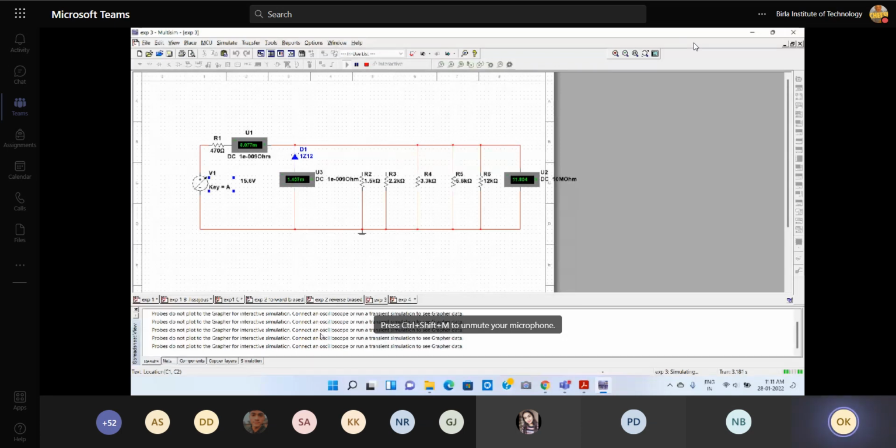So the voltage is changing or not? Yeah, it is changing, right? Yes, sir. So just note down the voltage from where you are observing the change in current, and that voltage, and prepare the table.